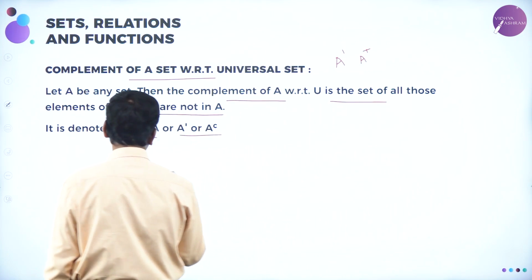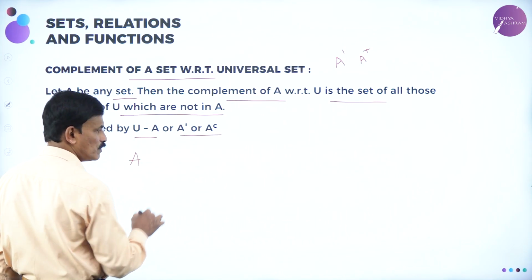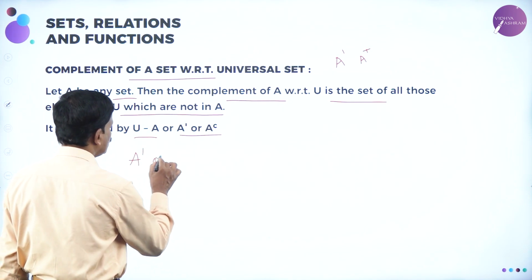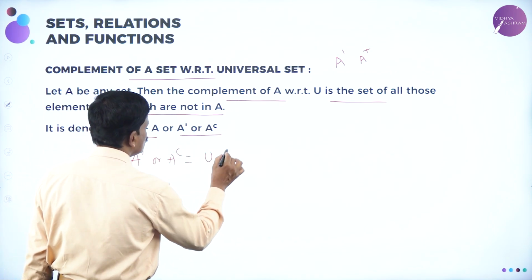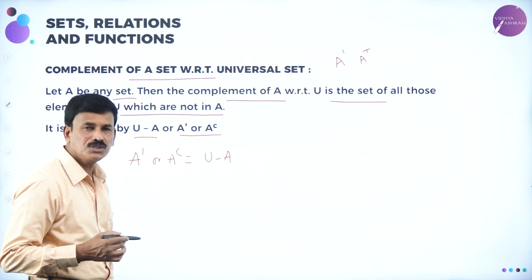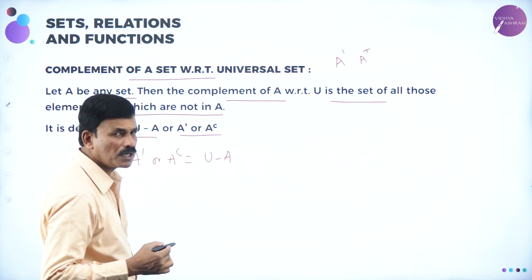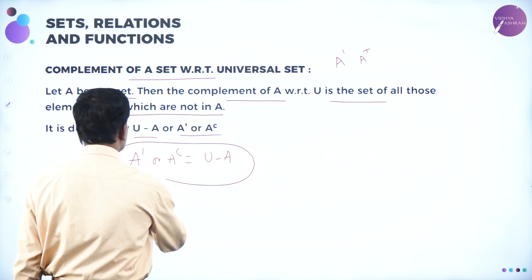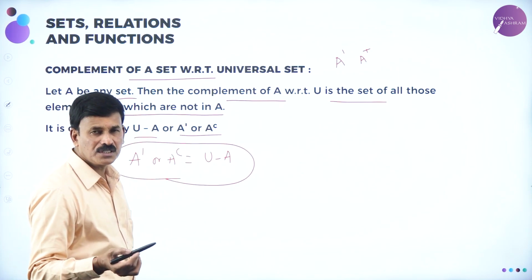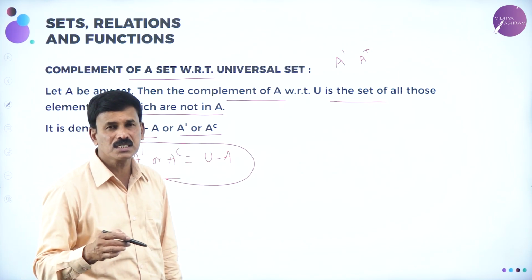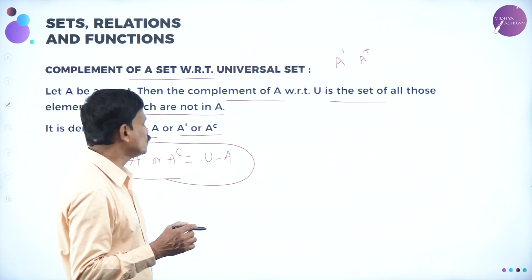The complement of A is denoted as A dash or A C, which is equal to the set of all elements which are in U but not in A, that is U minus A. This is called the complement. Suppose you want to write the complement of a set B, then B dash is equal to U minus B.